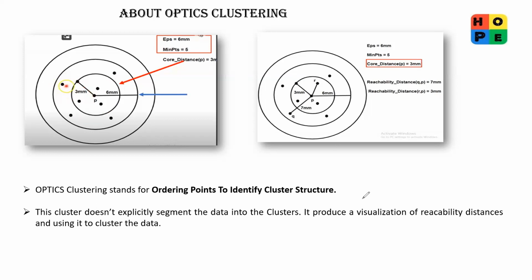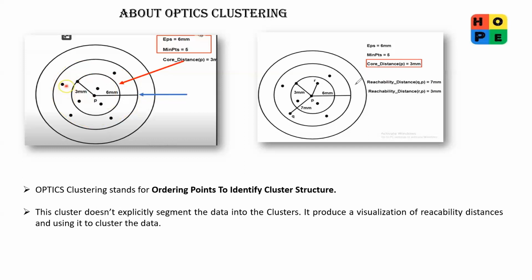Let me take a different color. This is the core point, that is, the core distance. Whatever we are seeing on the boundary line is not a core distance as such. When I imply that the epsilon value is 6 and the minimum point is 5, this is my core circle. With this I can identify the reachability distance. To discuss the reachability distance, I will go to this other graph.